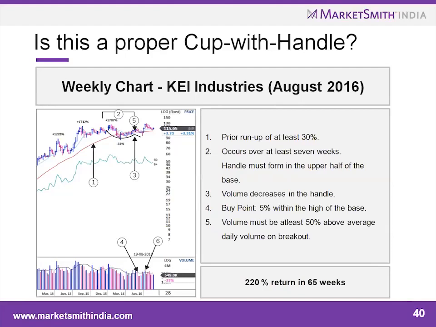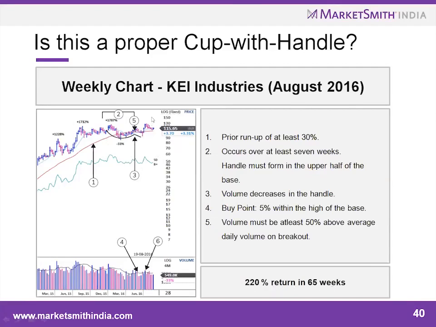And that's how he would average up, and that's the reason I told you that when you are averaging up, you're adding to a stock which is actually going up in price. So this was a proper cup with a handle base pattern which met all the criteria, and the stock post breakout gave a return of 220% in 65 weeks.